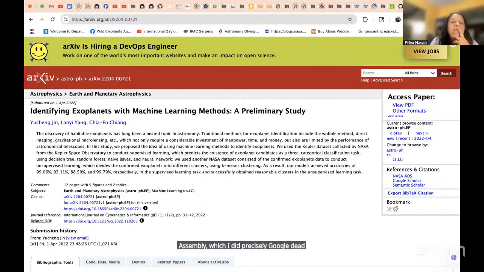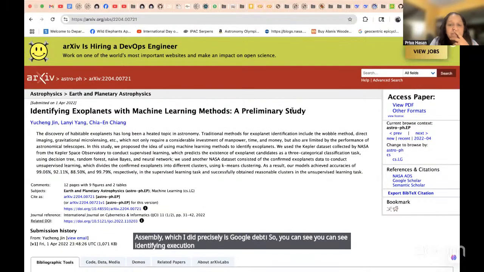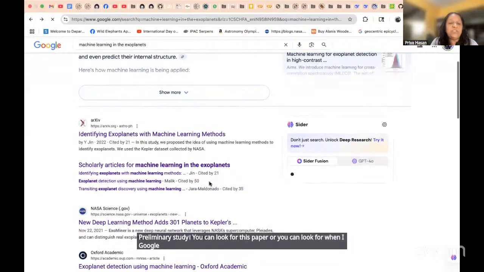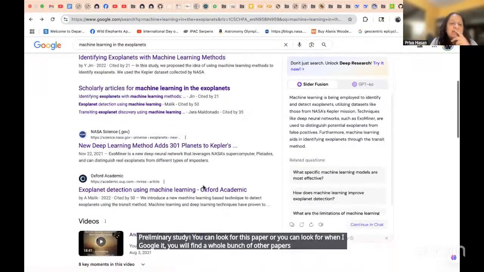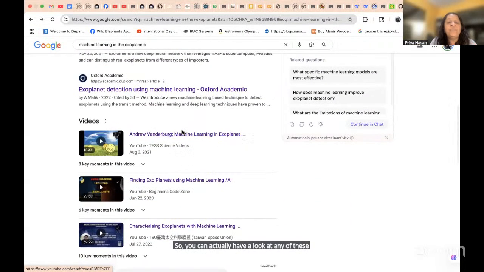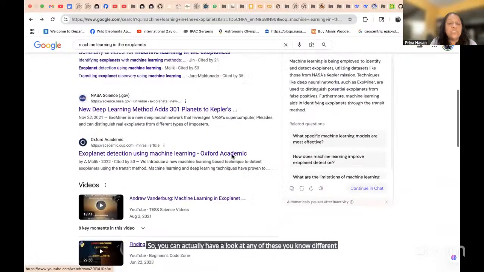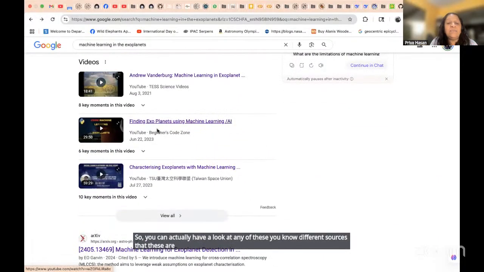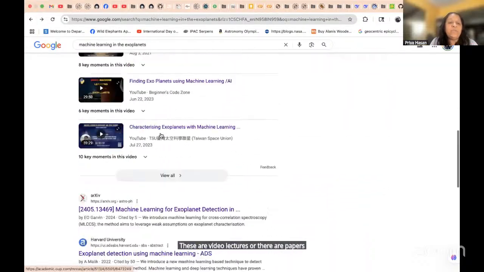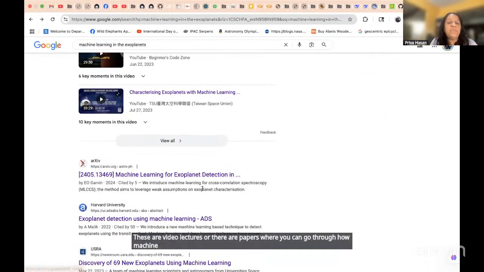The simplest way, which I did, was I just Googled it. So you can see "Identifying exoplanets with machine learning methods, a preliminary study." You can look for this paper, and when I Googled it, you'll find a whole bunch of other papers, deep learning methods, etc. So you can have a look at any of these different sources. These are either video lectures, or papers where you can go through how machine learning has been used for planet detection. Okay, thank you.